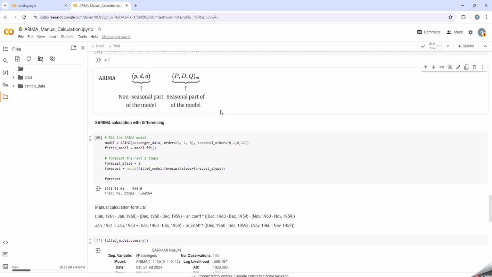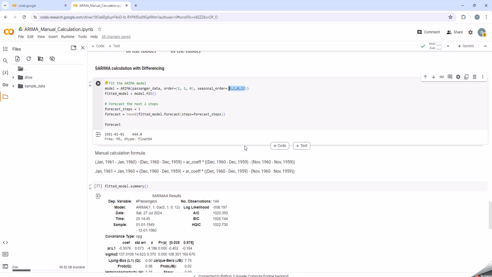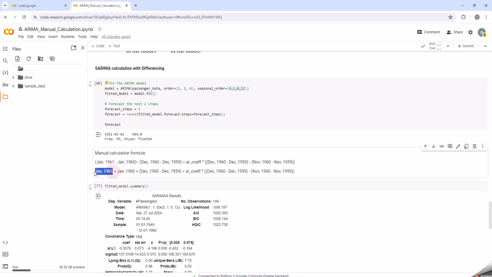We will set small p and q as 1 and small d as 0. We will set M as 12, indicating annual seasonality, and also capital D as 1. Since both seasonal and non-seasonal differencing is enabled, and also small p is enabled, forecast for January 1961 is dependent on the following values. January 1960, due to the seasonal differencing. December 1960, due to small p equal to 1, and also due to the non-seasonal differencing.